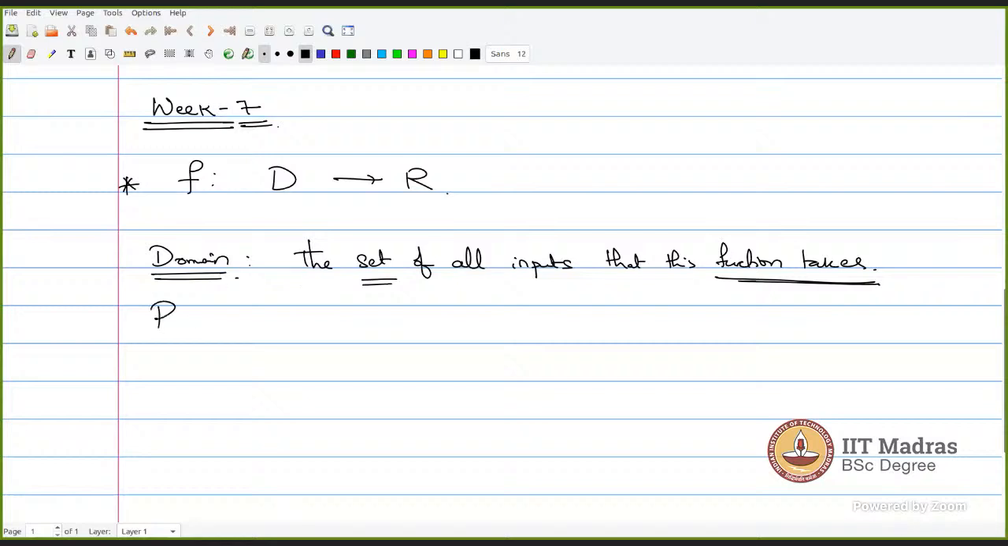And what is range? The range is the set of all outputs. These outputs come from these inputs. When I input a value in the function, I get an output. So when I input all the inputs, I get all outputs, and the set of all outputs is called the range. Now, what is codomain?